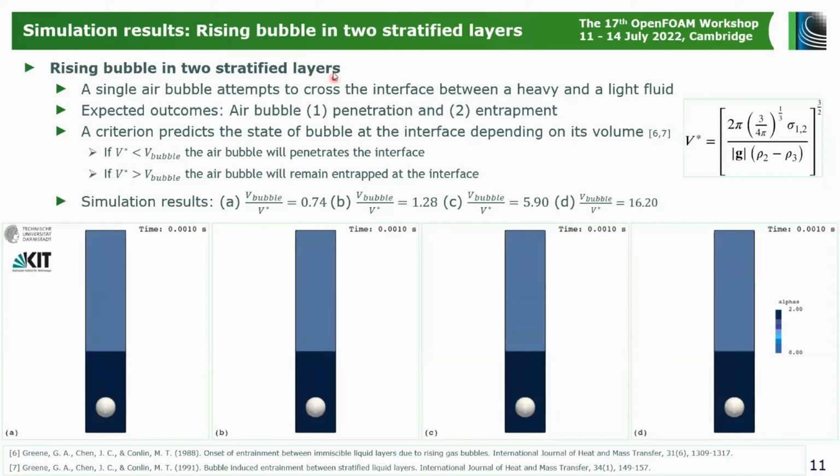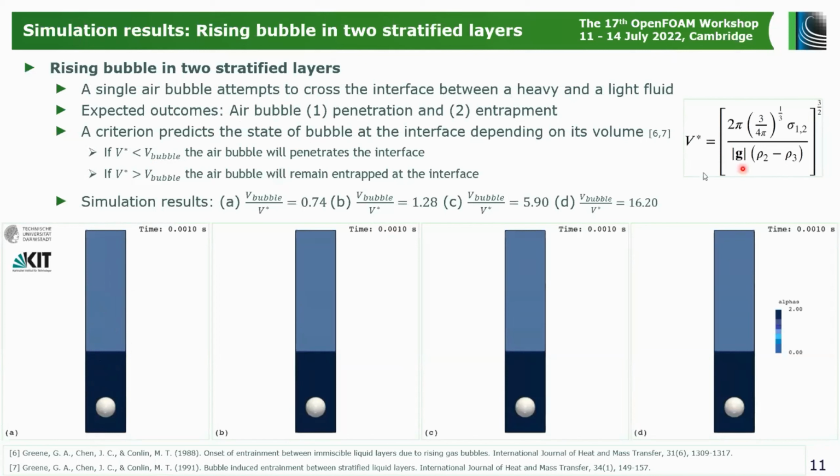simulations. Now this is a rising bubble in two stratified layers. Again, the idea is the same. We have a bubble. The bubble tries to rise from a heavy fluid, faces an interface, and goes to a light fluid. There are two expected outcomes. The bubble either penetrates or stays entrapped at the interface.